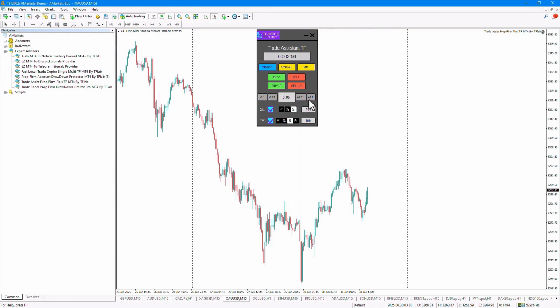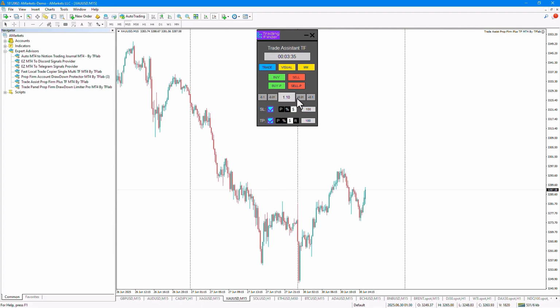In the lower section, we can set the trade entry volume, which can be adjusted by clicking on this section. On the right side, there are two options, and on the left side, there are also two options. On the right side, by selecting the first option, the trade volume increases by 0.01 each time. And on the left side, by clicking on the first option, the trade volume decreases by 0.01 each time.